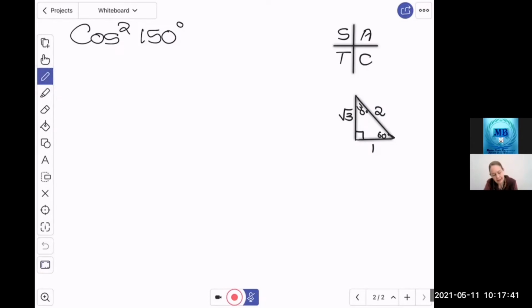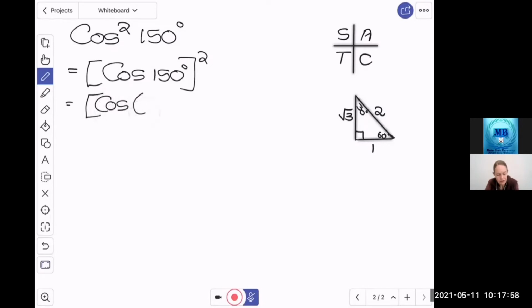First, we rewrite this in the correct format: the cos of 150 degrees, and that whole expression squared. Then we express the 150 in terms of 180 degrees minus another angle. 180 minus 150 gives you 30, so 180 minus 30 degrees gives you the original 150, and that whole expression squared.